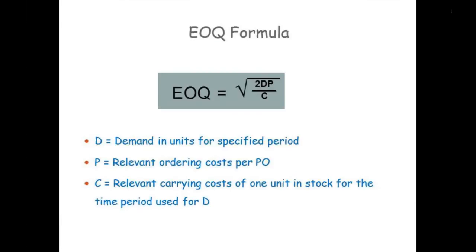So let's see how the math works. The EOQ formula is the square root of 2 times your demand levels for a given period, let's say a month, a year, whatever that's going to be, times your ordering costs divided by your carrying costs. And that is the EOQ.